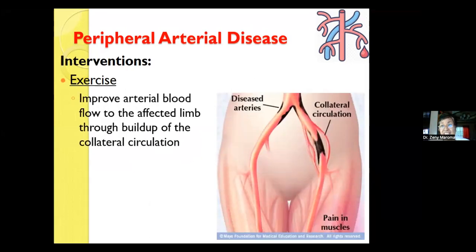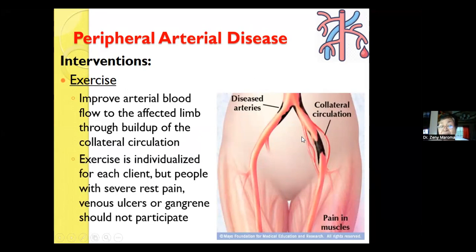Exercise. Walking exercise is the best. It improves arterial blood flow to the limb through buildup of collateral circulation. Halimbawa, ayan nga itong ating abdominal aorta, then iliac artery, the right and to the left. O, kita mo, may bara na, nagkakaroon na ng bara. Tapos, ito yung collaterals. Yan yung mga sanga-sanga. A good exercise promotes growth of collateral circulation.